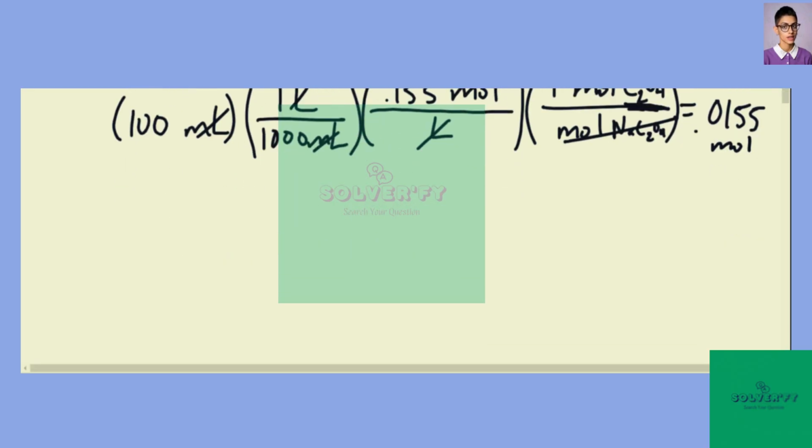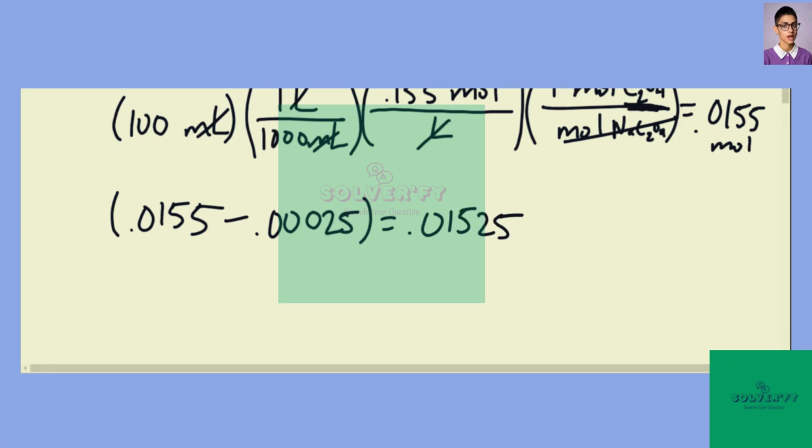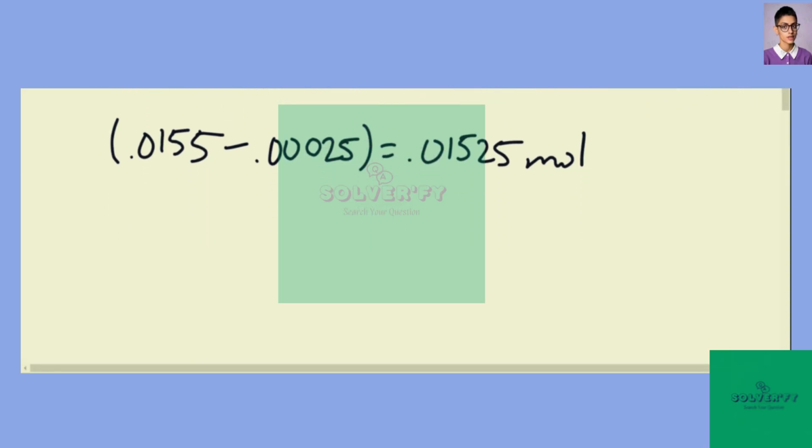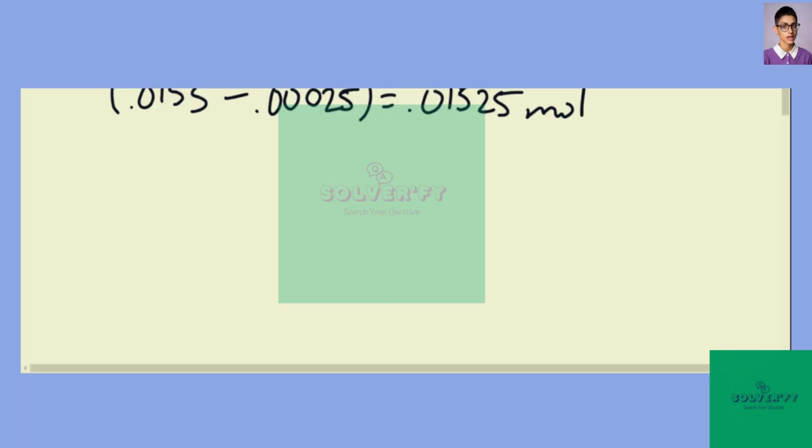So now what we need to do is we need to subtract the moles of C2O4 from the number of moles of calcium. So we take 0.0155 and we subtract it by 0.00025. So what we get is 0.01525 moles. Okay? We'll just keep that right there so we can see it.